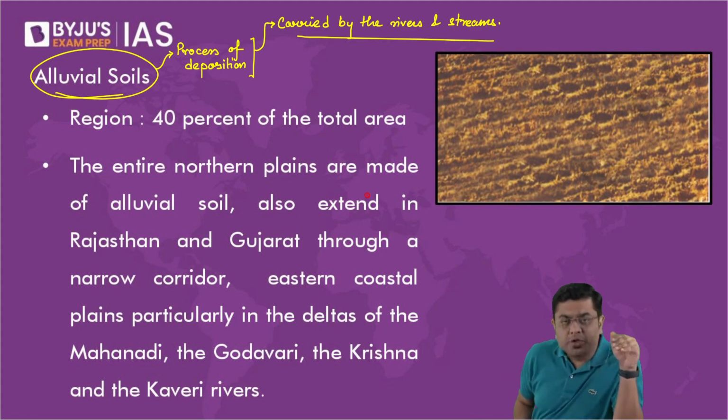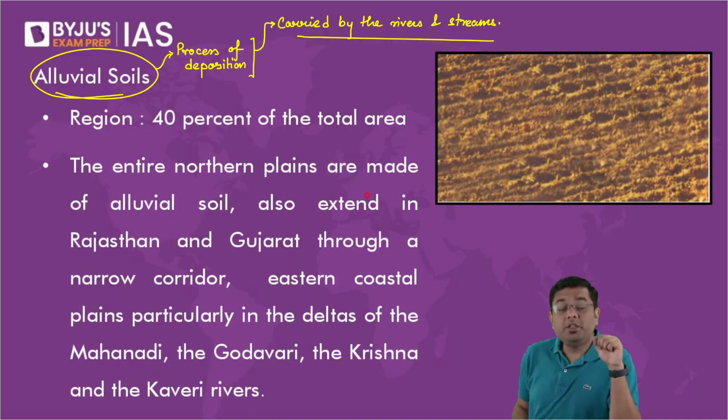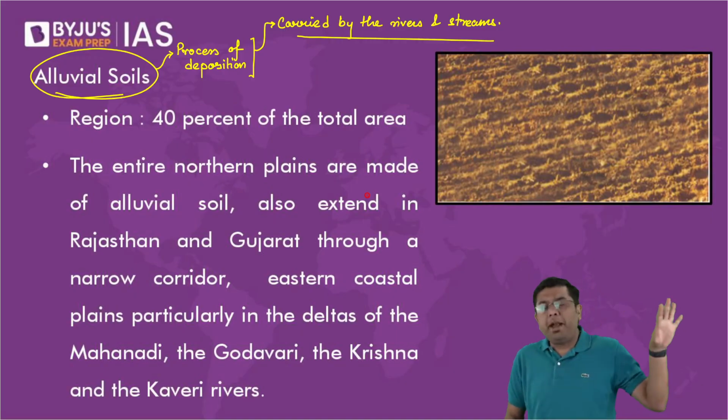Then you have the small streams originating from the Aravalis. They will also end up depositing alluvial soil in the region of Rajasthan, Bagar as it is referred to. Then, furthermore, in the region of Gujarat, you will also have various different rivers and streams. So in a narrow patch, there also you will have the presence of alluvial soil. So alluvial soil is spread over.